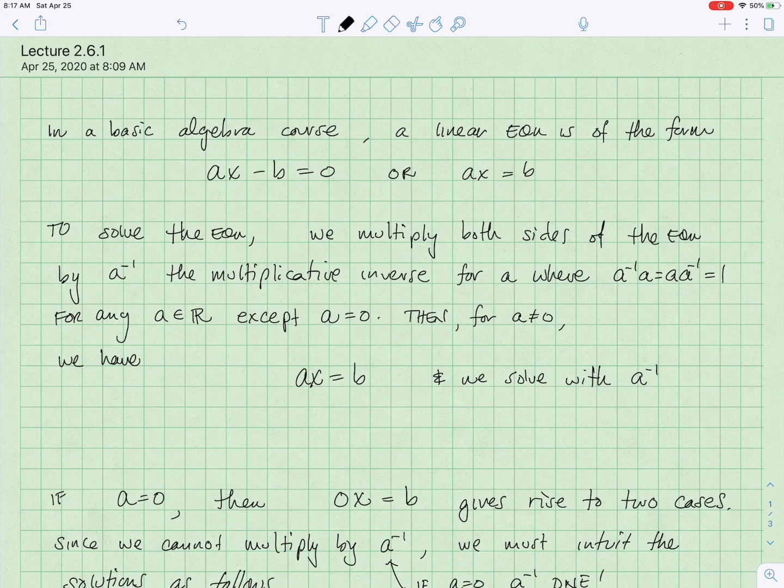Let's take a look at our intro to section 2.6. I want to take a look at some basic algebra here, and I want to talk about what that means for linear analysis and the systems that we're going to be solving.